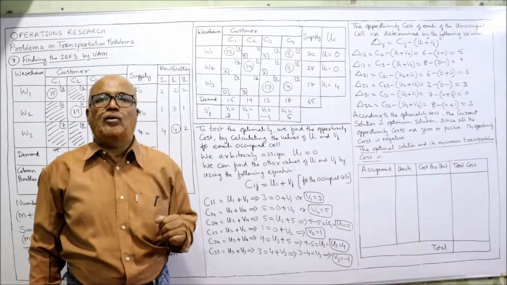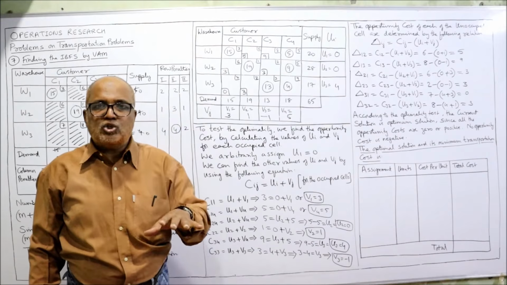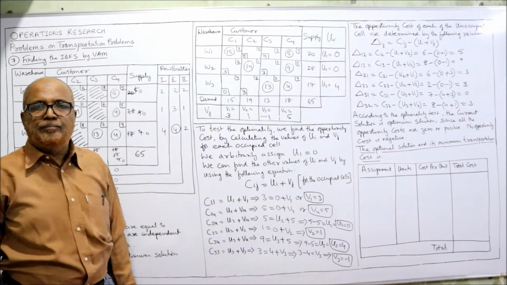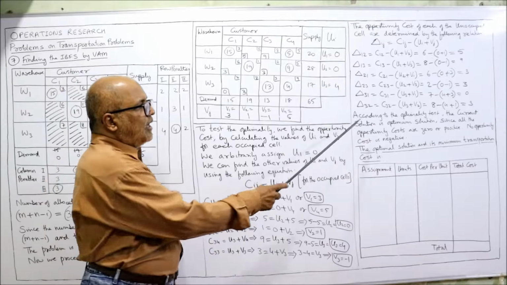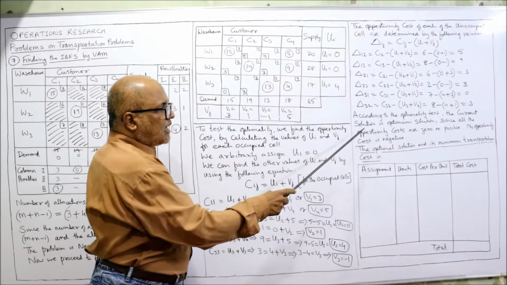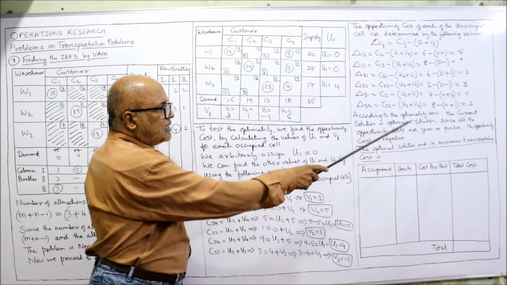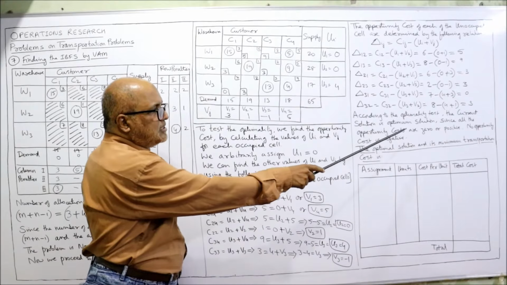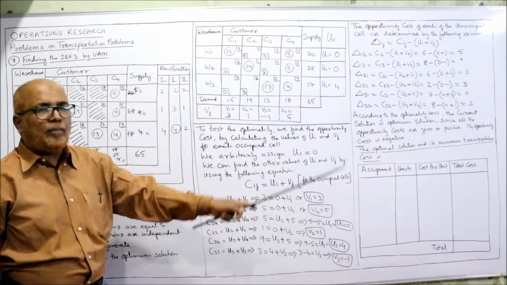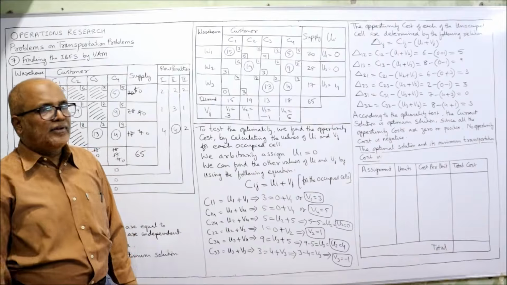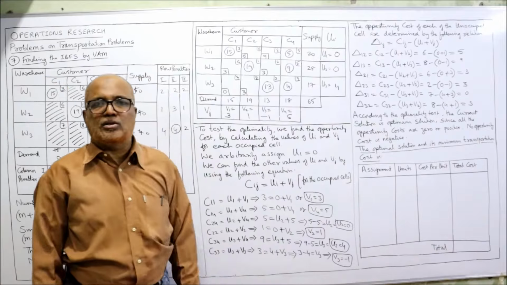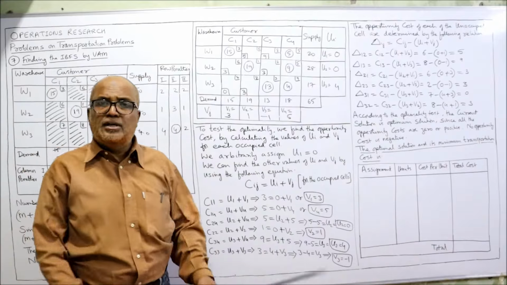One more table we have to make. But fortunately, in this problem, we got the optimum solution. According to the optimality test, the current solution is the optimum solution since all the opportunity costs are 0 or positive. No opportunity cost is negative. We don't have any negative opportunity cost. So we got the optimum solution.